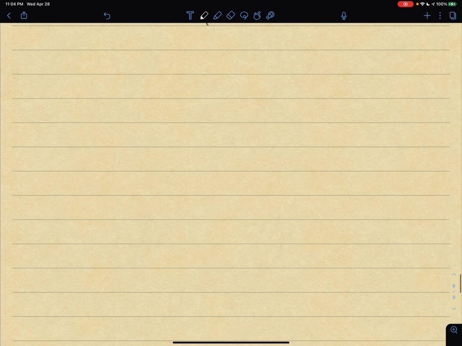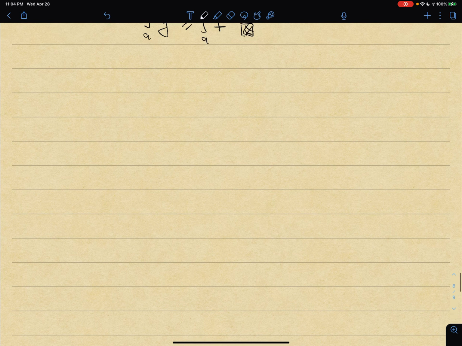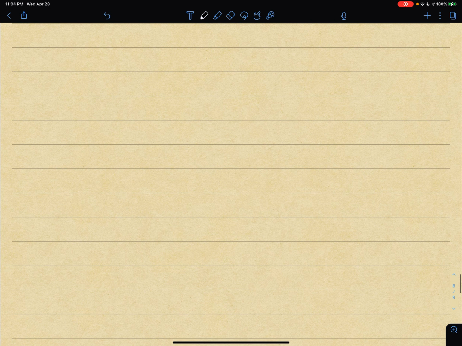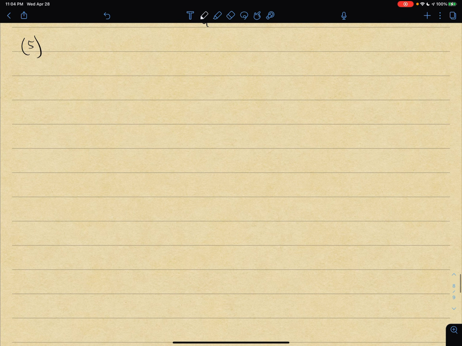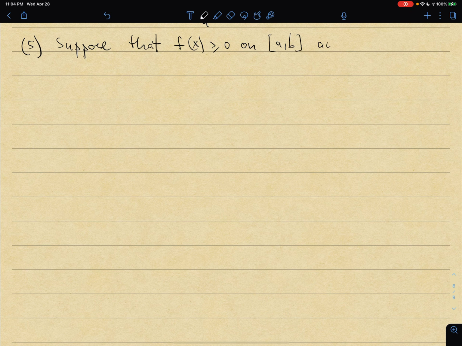Okay, so then from this I would be able to establish more properties. Property number 5. Let's suppose that f of x is greater or equal than 0 on AB, and the integral from a to b of f is equal to 0. Now, if I'm writing that the integral from a to b of f is equal to 0, that means automatically that I assume that the function f is integrable.